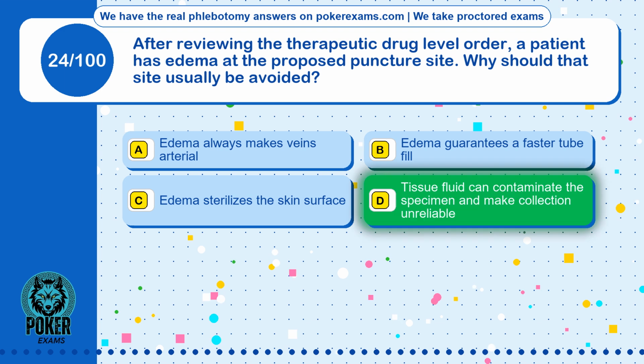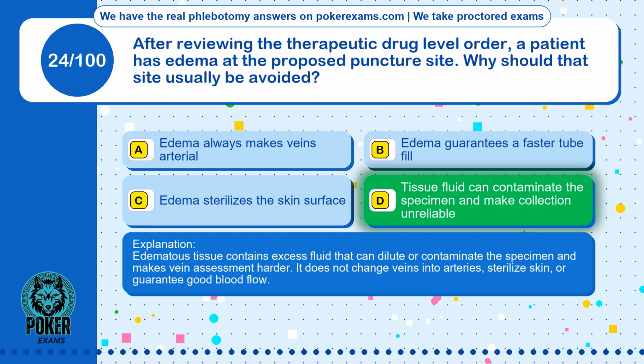The correct answer is option D. Tissue fluid can contaminate the specimen and make collection unreliable. Edematous tissue contains excess fluid that can dilute or contaminate the specimen and makes vein assessment harder. It does not change veins into arteries, sterilize skin, or guarantee good blood flow.